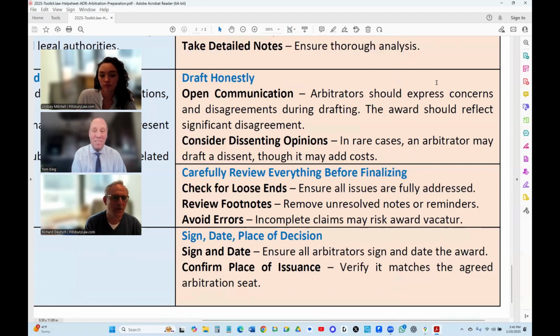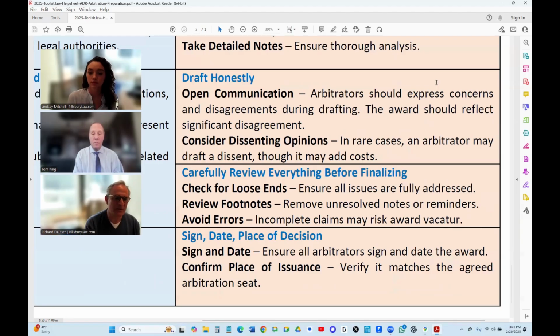Right. So second to last seems like common sense. Carefully review everything before you finalize that award, because the parties are going to read that award over and over, and they're going to look to find something they think is inconsistent and make a decision on enforceability. So to the best you can, go back over and check everything. Put reminders in a footnote, do whatever you want, but whatever it takes to make sure you get it right.